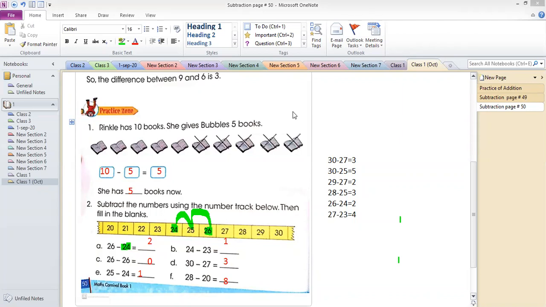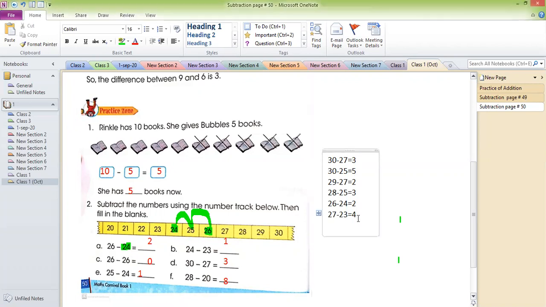Abdul Rahman Atif, can you hear me? Yes, sir. Abdul Rahman Atif, if I ask you 28 minus 23, can you tell me 28 minus 23 equals what? This is 28. Check how many steps you need to go back to reach 23. Count with me. 1, 2, yes.